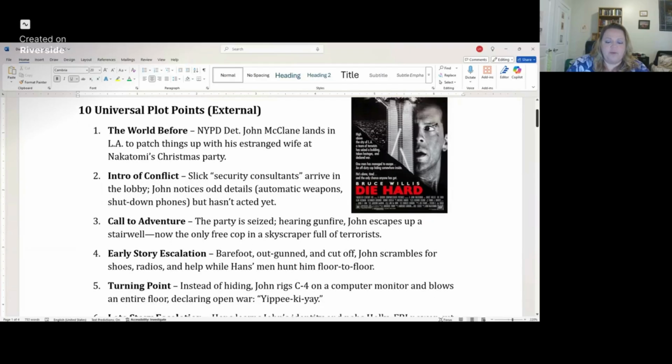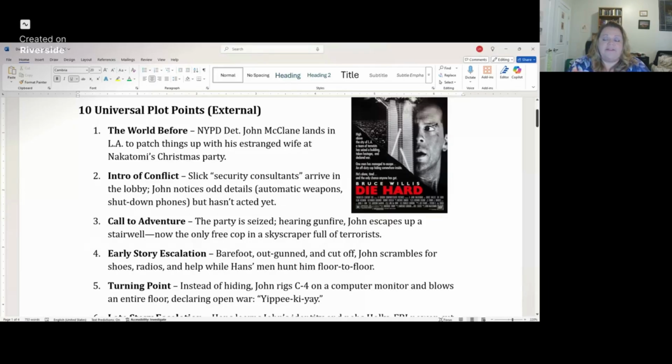Then we have the turning point, which is usually right around the center of the film, the midpoint. Instead of hiding, John rigs C4 on a computer monitor and blows up an entire floor, declaring open war. Yippee-ki-yay.